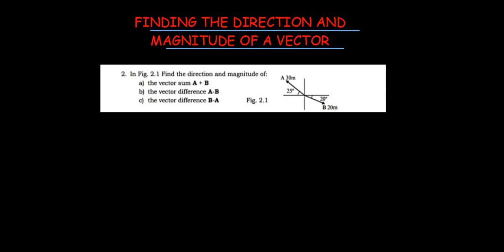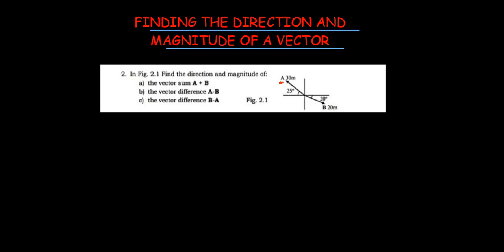Meaning I must add the x component of vector A to the x component of vector B. So I must find those first. How will I do that? When I look at vector A here, my vector A is 30 meters, and I have been given this angle here, 25. So what do I do from here?